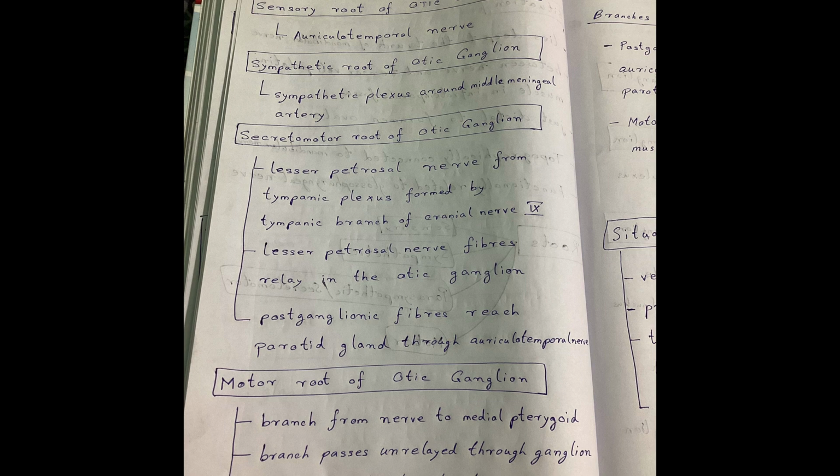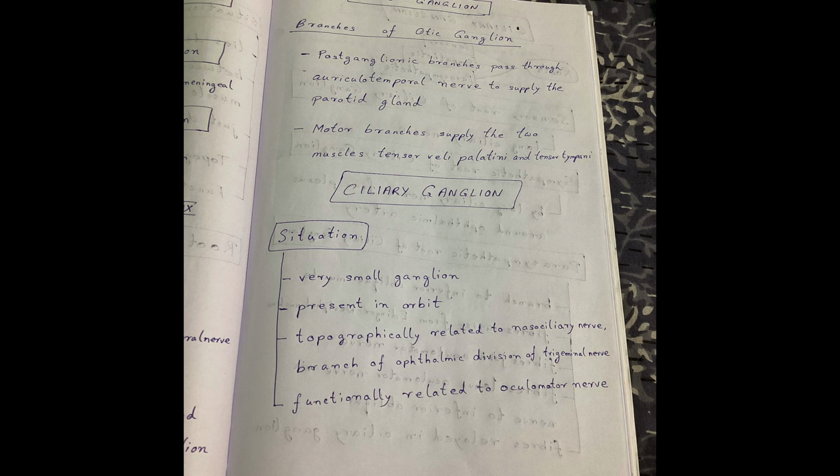Now, motor root of otic ganglion is a branch from nerve to medial pterygoid. Branch passes unrelayed through the ganglion, and this branch will divide into 2 branches to supply tensor veli palatini and tensor tympani. Now, branches of otic ganglion, again postganglionic branches, pass through auriculotemporal nerve to supply the parotid gland, and motor branches supply 2 muscles, tensor veli palatini and tensor tympani.